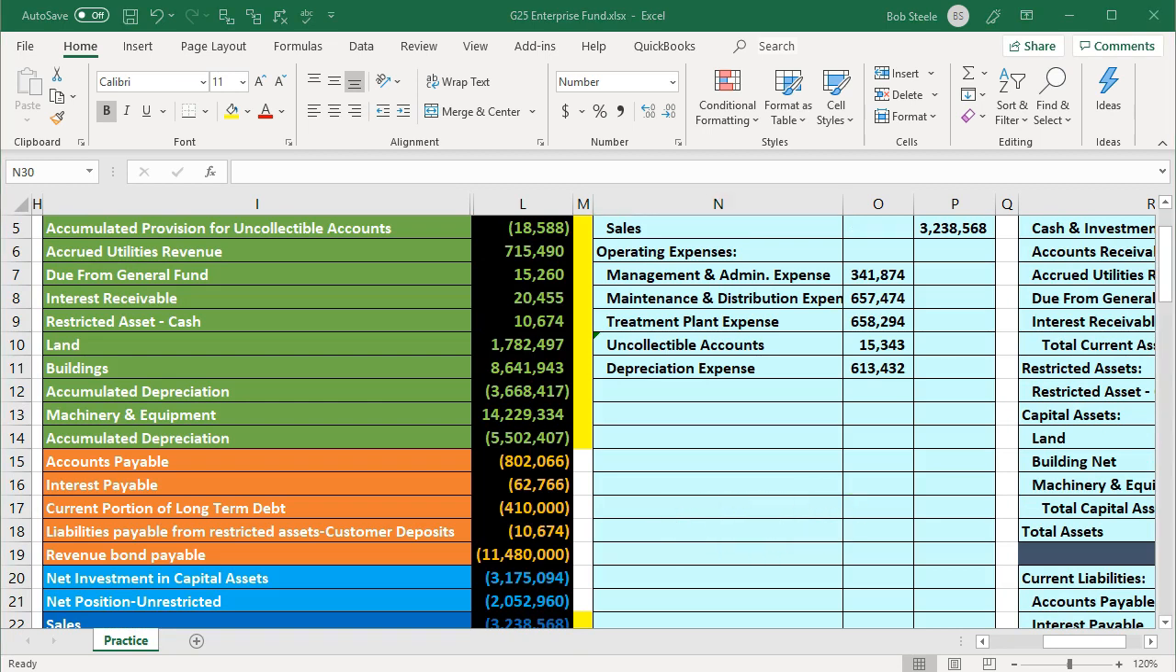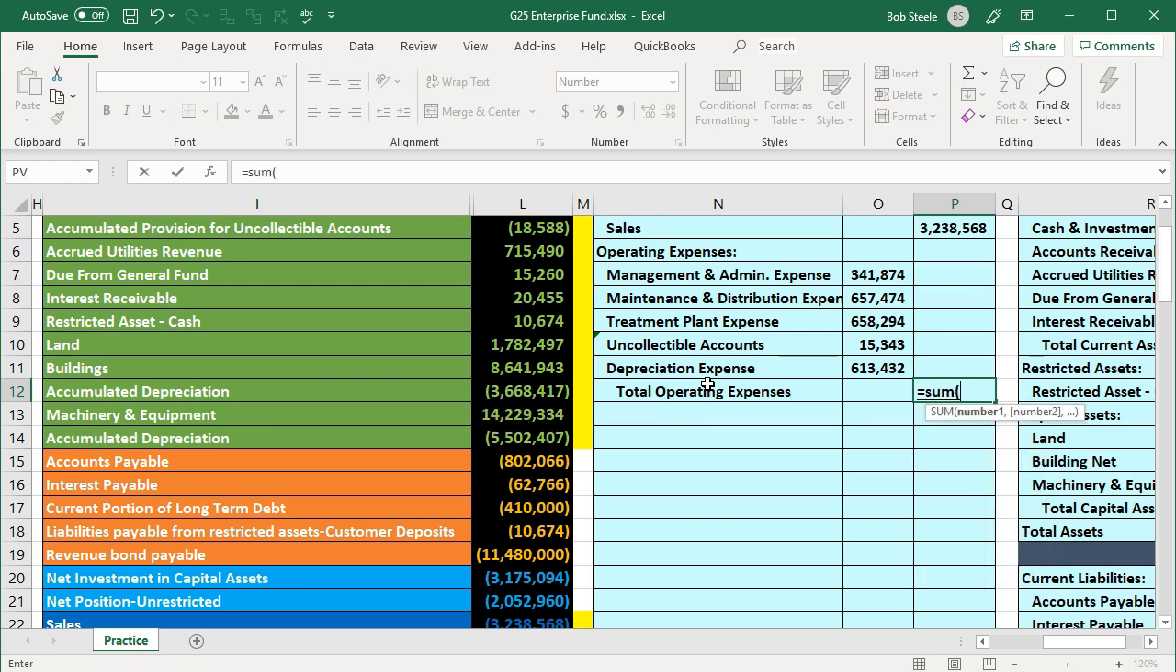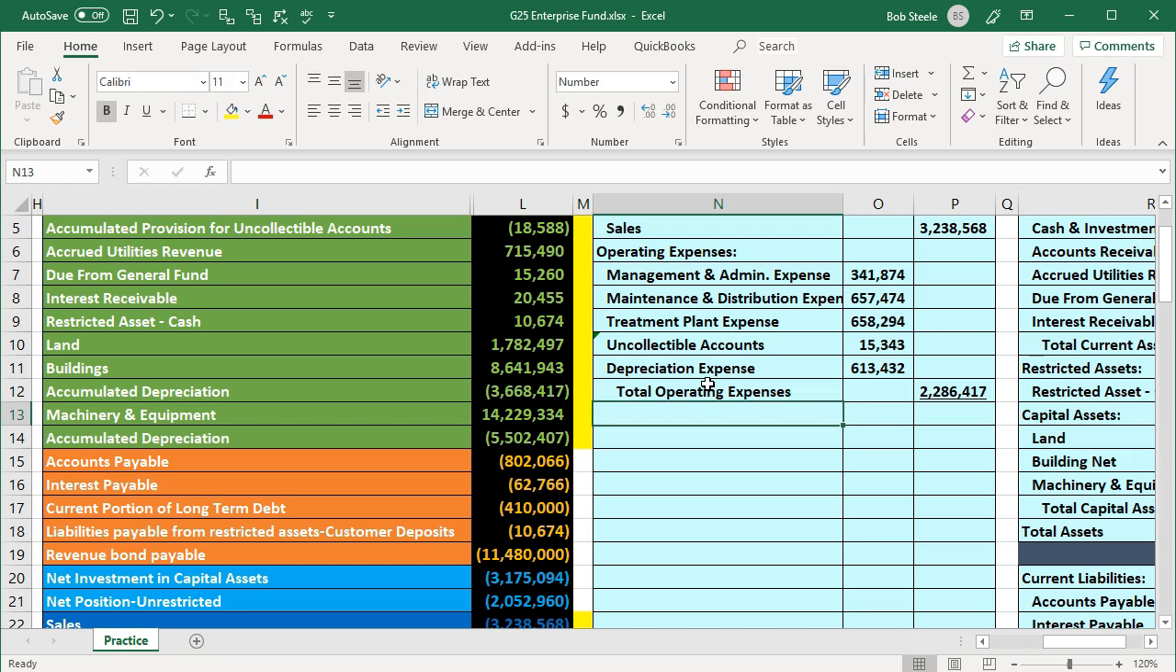So I think we have everything in the operating expenses. So let's go ahead and sum these up. Let's total them out into the outer column, which is in P12, and we will say equals the sum of this column, and that'll give us our 2,286,417. Next, we're going to have operating income.